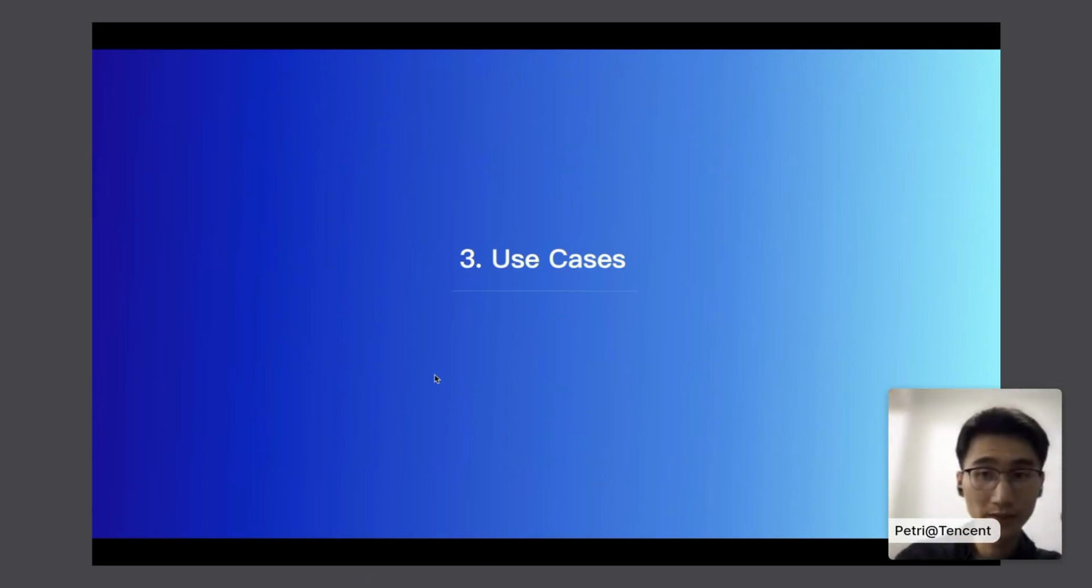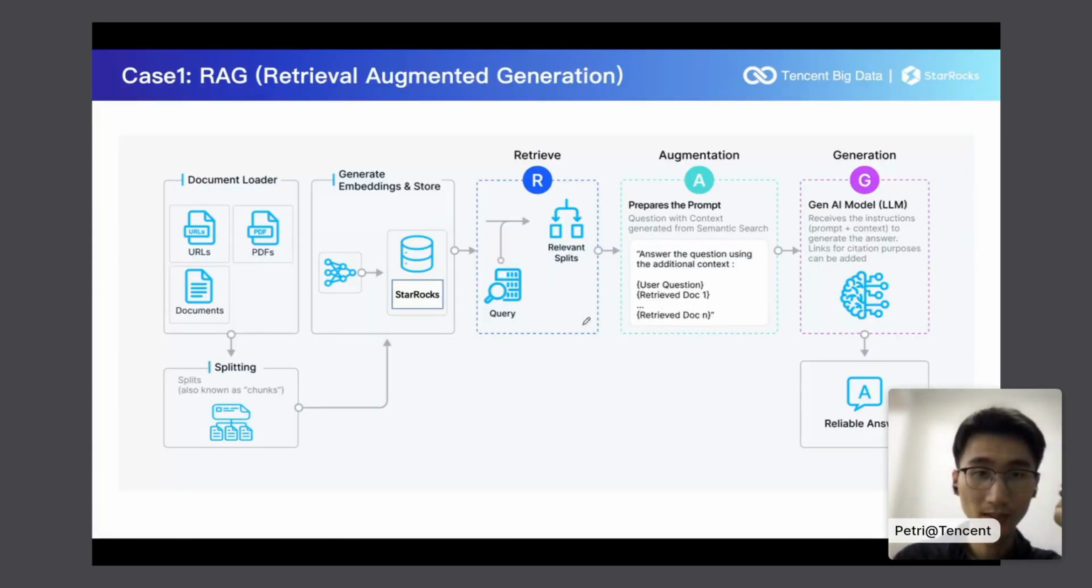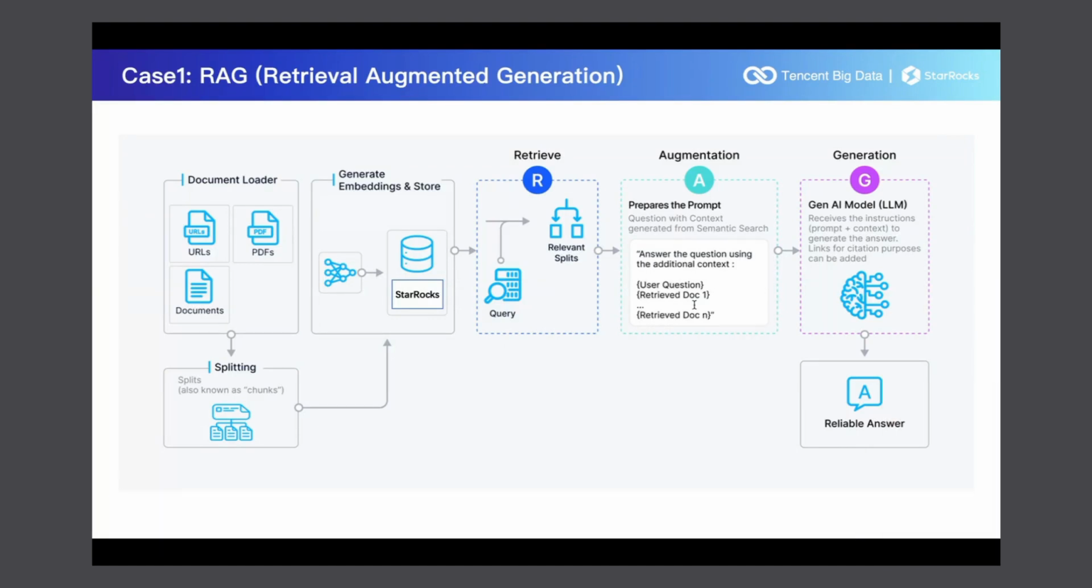Section 3 is use cases. Case 1 is a typical RAG scenario for large language models. RAG, or Retrieval-Augmented Generation, is a promising technology that combines the power of large language models with external knowledge sources to enhance the quality and reliability of generated contents.